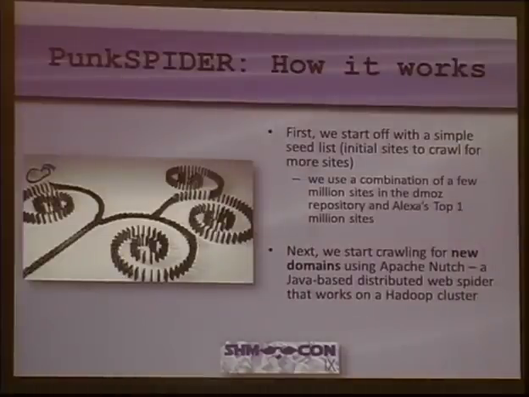First off, we start off with a simple seed list, which is basically just an initial list of sites that we're going to crawl for links, and then we're going to discover more sites from that. This is basically just your basic search engine spider, which we're indexing. So our seed list comes from a combination of demos and Alexa's top 1 million sites. So we have a few million seeds out there that we're using to collect more data.